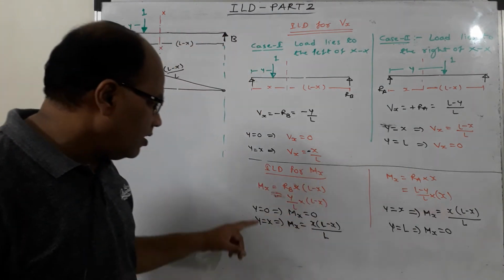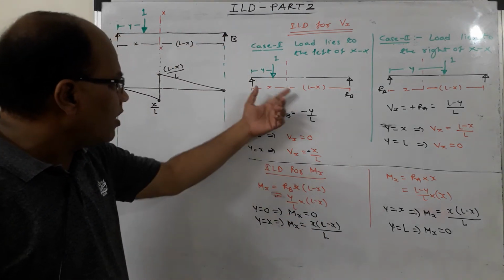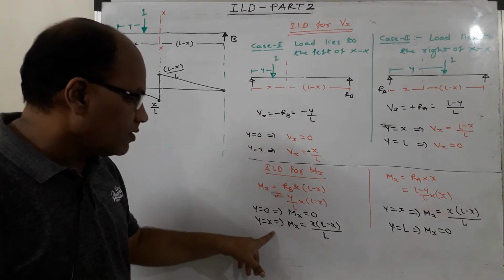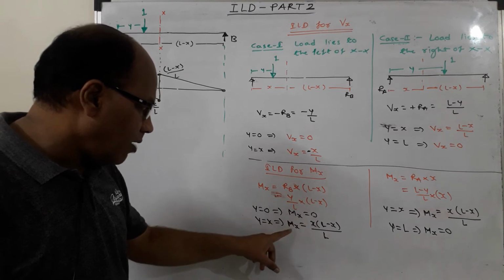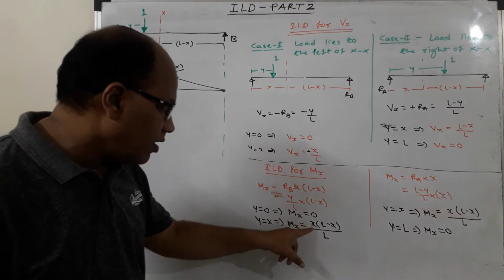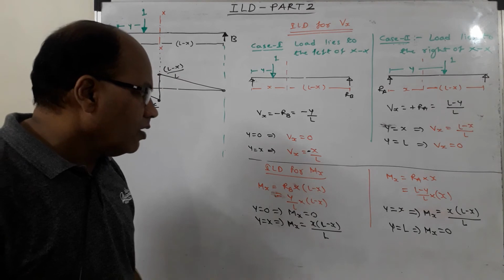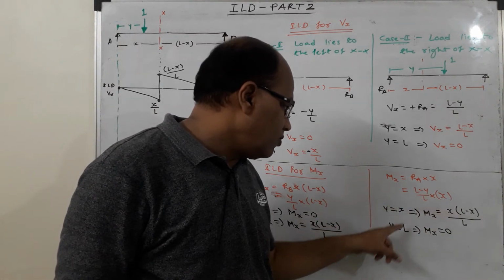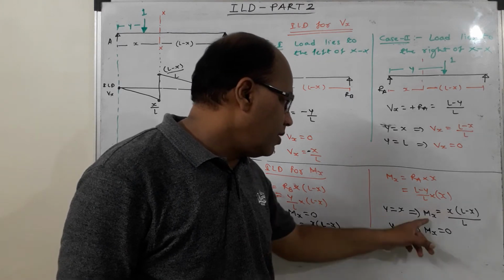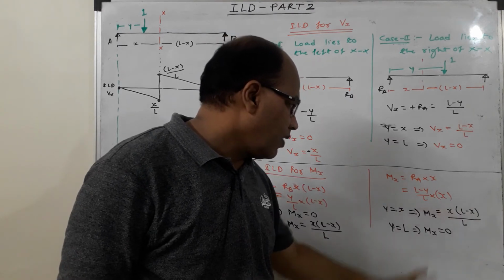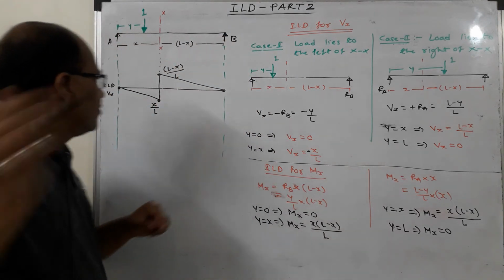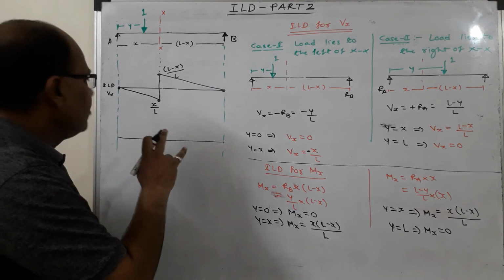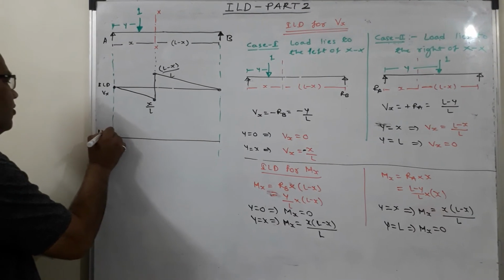Now I can assign the values for y. For the left part, y is 0, this is the first extreme value, and second y is equal to x. So accordingly I can get Mx is equal to 0 and Mx is equal to x into L minus x upon L. Similarly, for the right part, I am going to assign the values as y is equal to x and y is equal to L. So Mx will be x into L minus x upon L, and Mx is equal to 0. If I use these values, I will be getting the ILD for Mx as, so this is ILD for Mx.